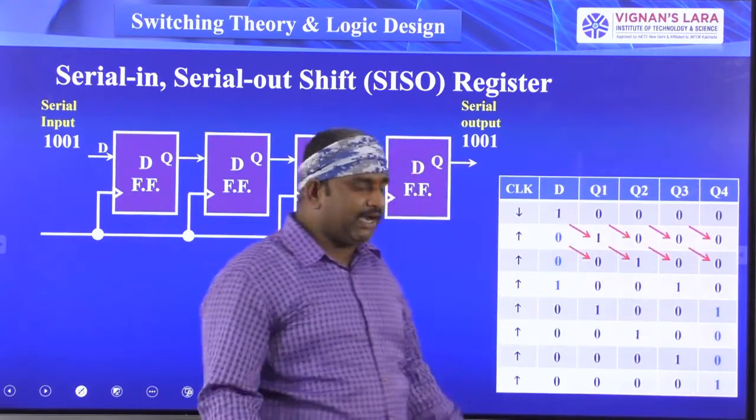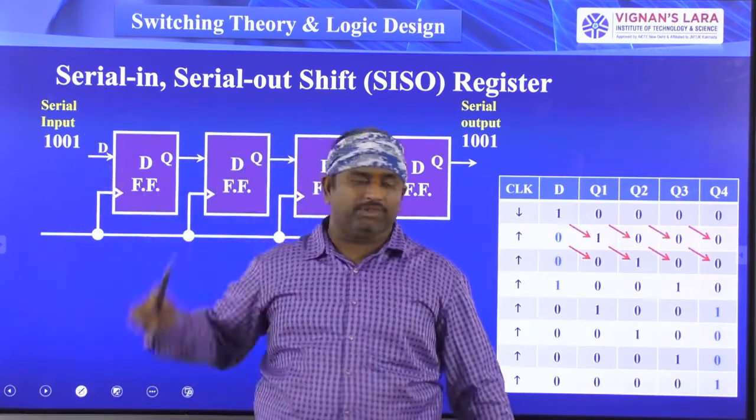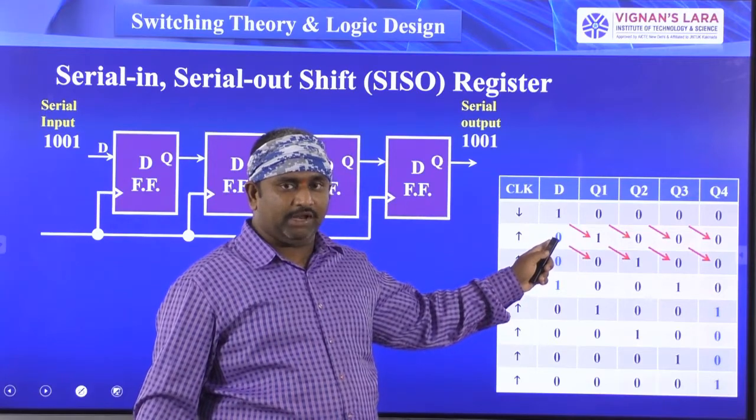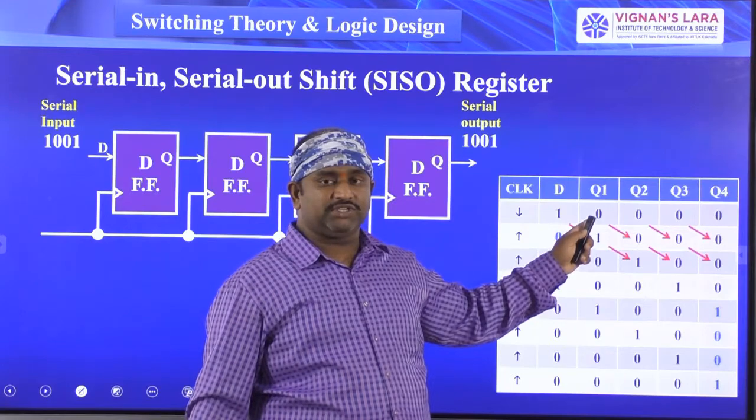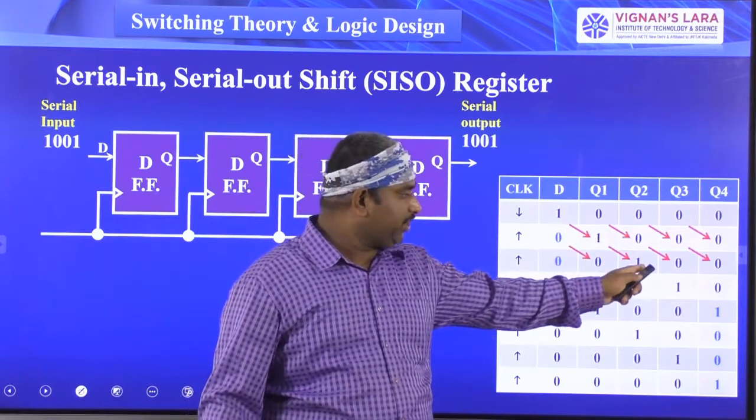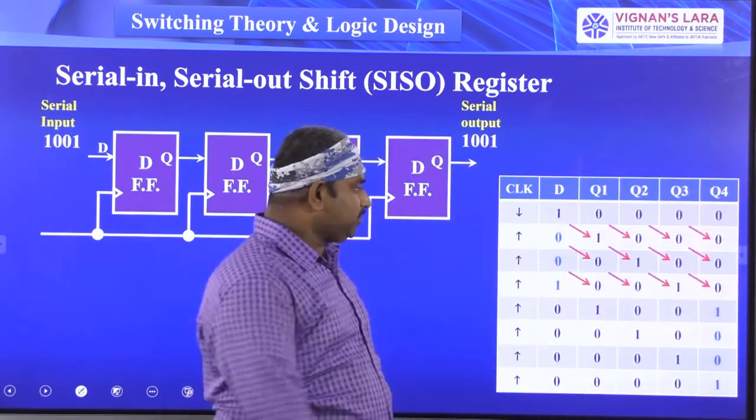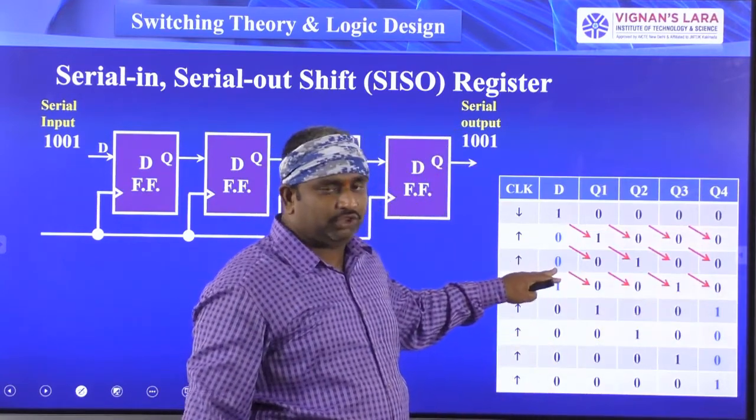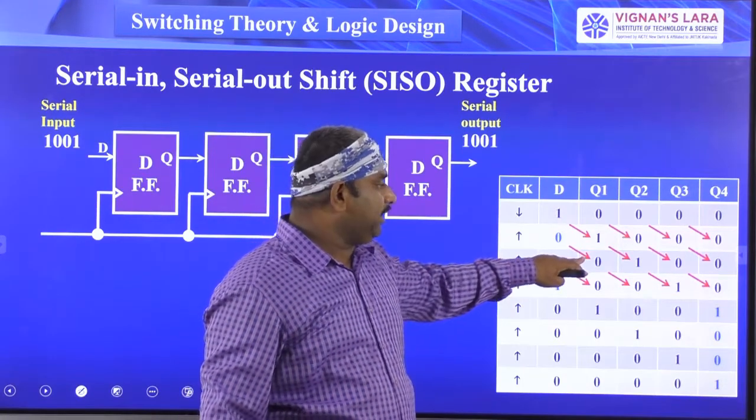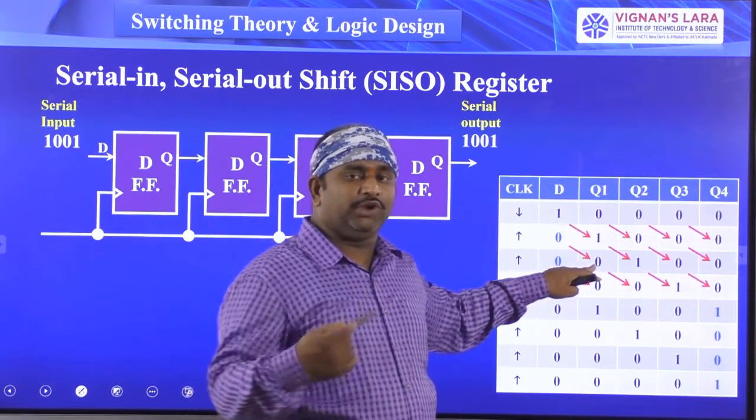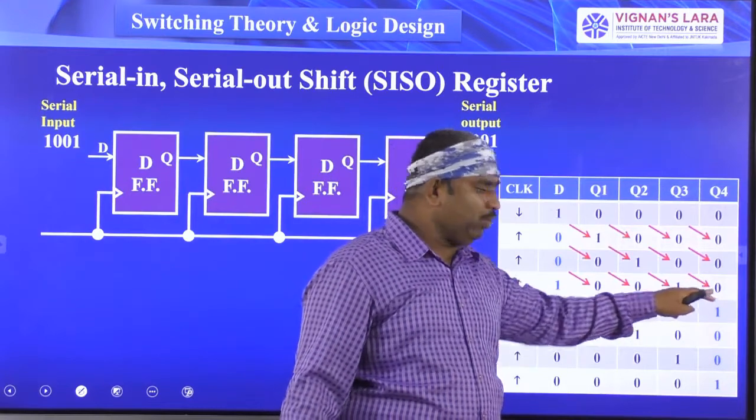Next, coming to the second clock pulse. When I have given the second clock pulse, at the first D flip-flop place, I have kept the value equal to 0. This 0 is shifted to the first flip-flop output. The first flip-flop output, previously 1, is shifted to the second flip-flop output, and the remaining 0 is also shifted here. Next, coming to the third clock pulse. Before giving the third clock pulse, I have kept the data at the first flip-flop equal to 0, and the previous outputs are shifting to the next stage outputs, that is 0, 0, 1, 0.